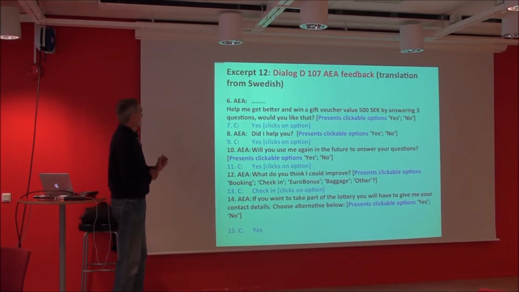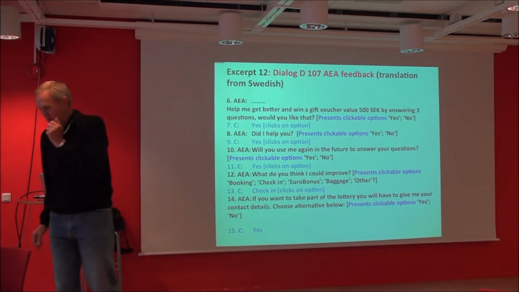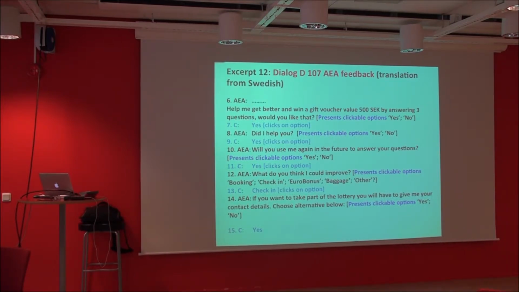Okay, here is more. Now this is back to the artificial agent. Let's look at what might be feedback here. So the artificial agent says, help me get better and win a gift voucher valued 500 Swedish crowns by answering 3 questions. Would you like that? Now the customer clicks yes. Is that feedback? Yes. No, well, it's a kind of special feedback. It's actually an answer to a question, right? Or an answer to a request by clicking.